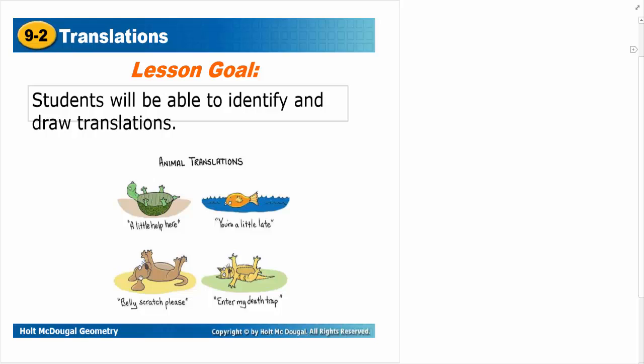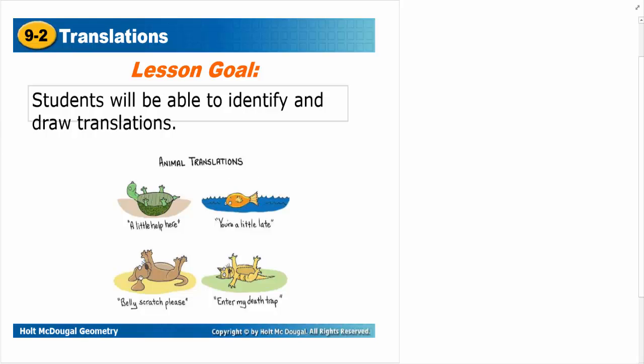Now we're going to go into 9.2, and 9.2 is going to be on translations. So your goal for today is to be able to identify a translation and then actually draw one. Same thing we did with our reflections. Again, the only difference is we're doing translations now, but same basic premise.